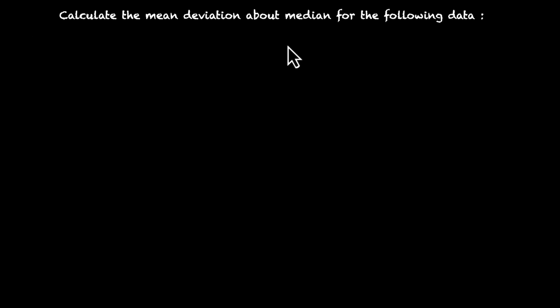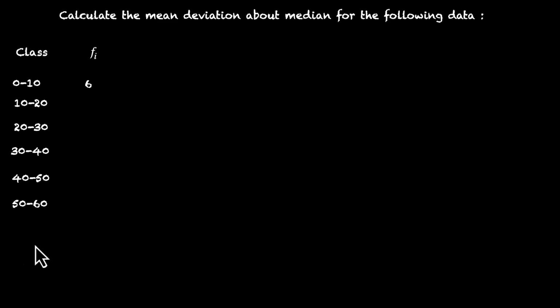Calculate the mean deviation about median for the following data. So here's our data. We have class and frequency: 0 to 10, 10 to 20, 20 to 30, 30 to 40, 40 to 50, 50 to 60, and the frequencies are 6, 7, 15, 16, 4, and 2.